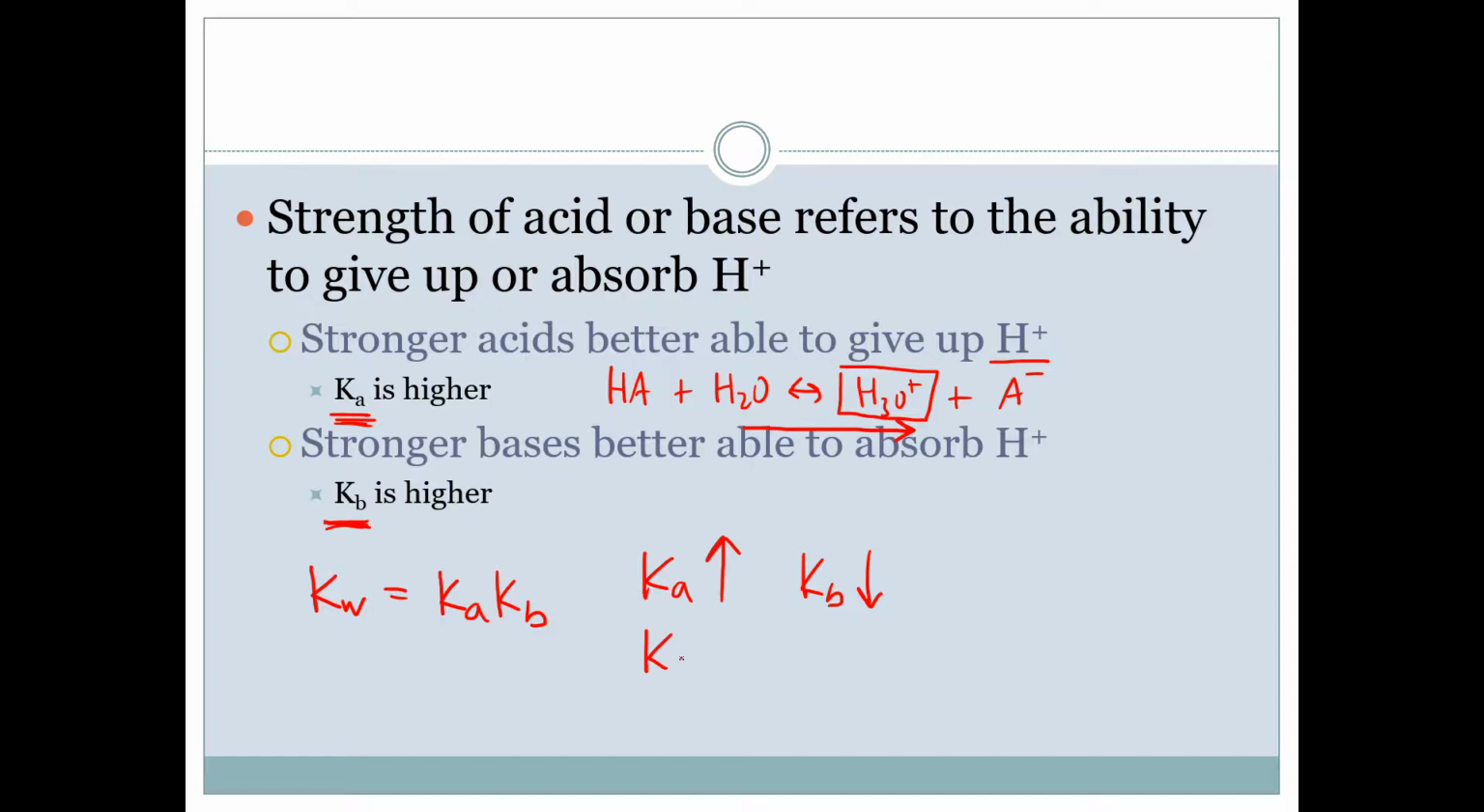And similarly, if Kb is really high, then Ka is lower, because a high Kb means that the conjugate base wants to absorb hydrogens, and its conjugate acid doesn't really want to give up its hydrogen. So there we go. That's our relationship and how we can figure out whether a weak acid or a weak base is stronger than another weak acid or weak base. We just look at, is the Ka higher or lower than the other thing we're comparing against?